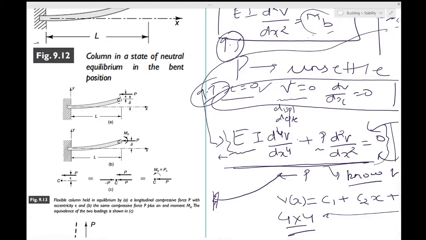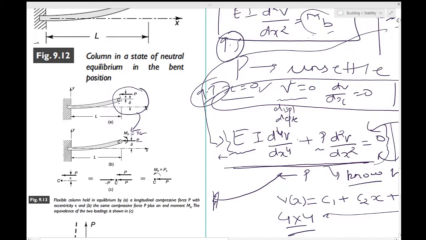As an illustration, we examine the case shown in figure 9.13a, where the compressive load P is applied with a small eccentricity epsilon. This is statically equivalent to a central force P and a moment M naught equal to P epsilon. So this is statically equivalent to a force acting exactly at the center, and this moment M naught, which is equal to P epsilon.